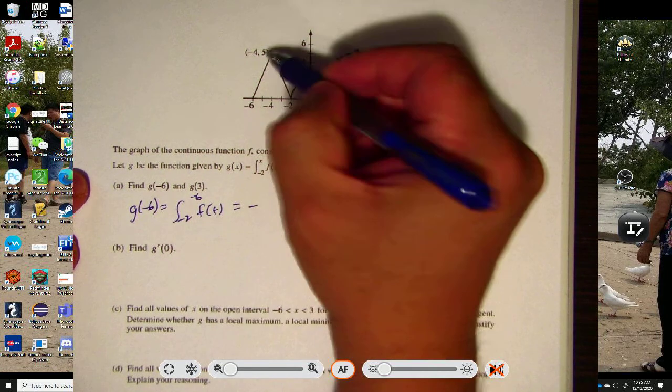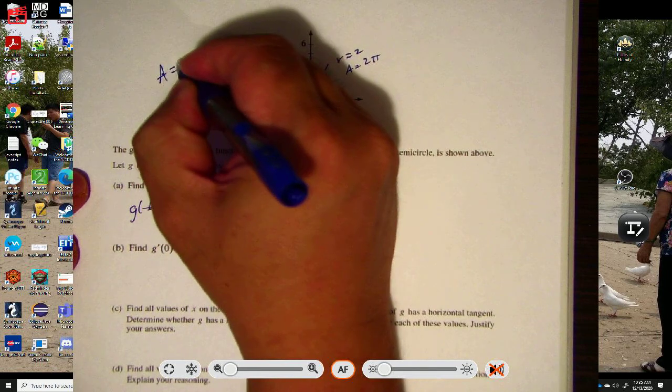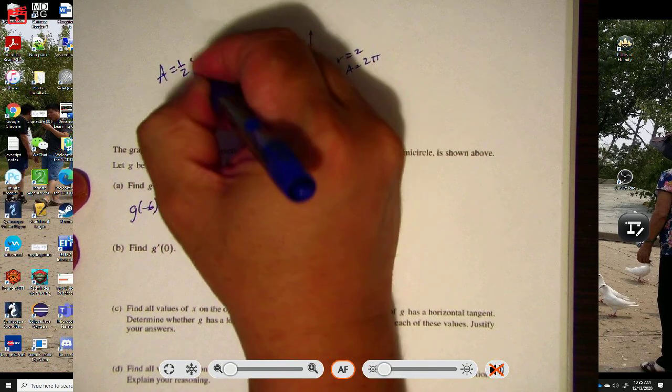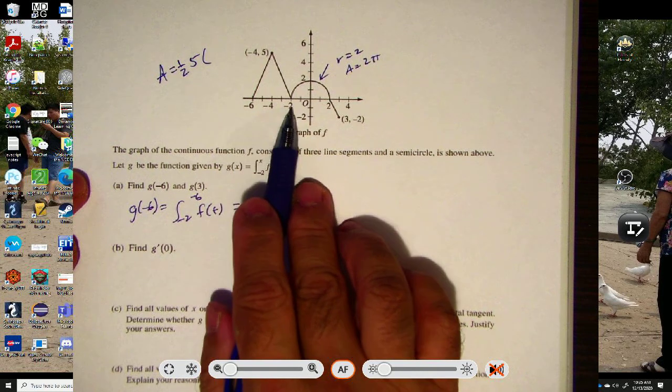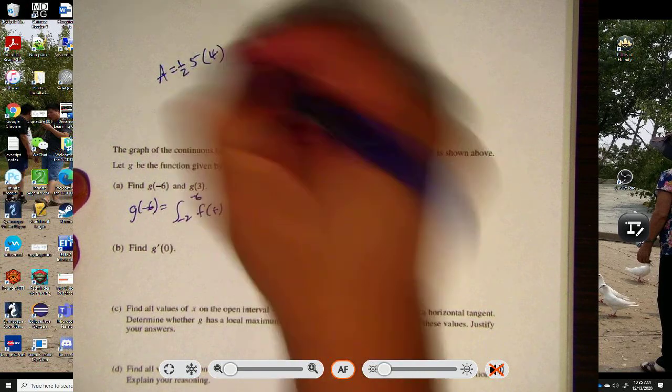The triangle has a height of 5. So remember, area of a triangle is 1/2 base times height. The height is 5, and the base is, what's that? 4. So the answer is -10.